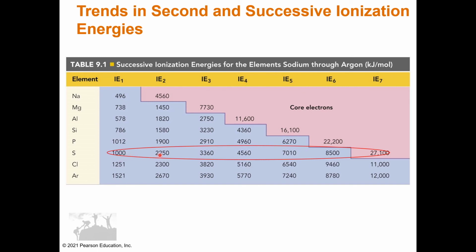Well, take a look at the ionization energies. Yes, they are increasing as we remove more and more electrons. But here you could see the big jump going from 8,500 to 27,000. We know that sulfur has 6 valence electrons, so seeing this big jump here at IE7 tells us we are now removing a core electron, and all the previous electrons were valence electrons.